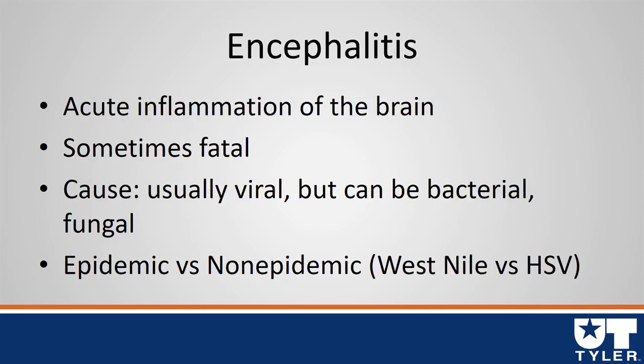The last inflammatory condition of the brain we'll discuss is encephalitis. This is an acute infectious inflammation of the brain, and it's usually caused by a virus, but can also be caused from bacteria or a fungus. They're classified into epidemic, which is caused by ticks and mosquitoes. Think West Nile encephalitis. And non-epidemic, which is caused by another infection such as measles, chickenpox, mumps, or herpes simplex virus. HSV is the most common cause of non-epidemic encephalitis.